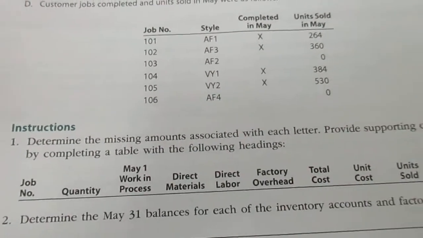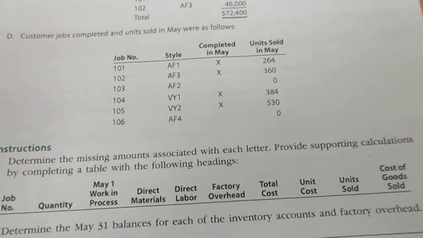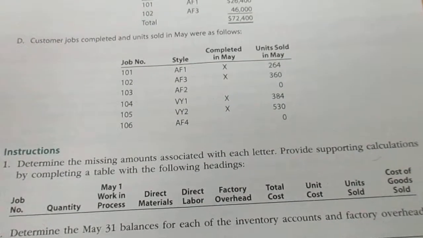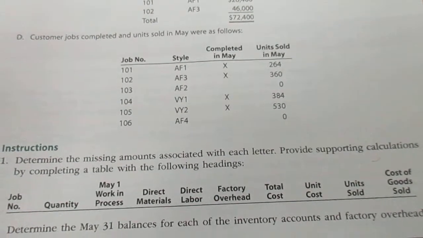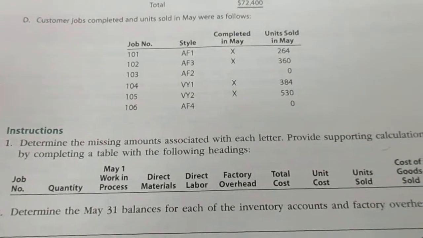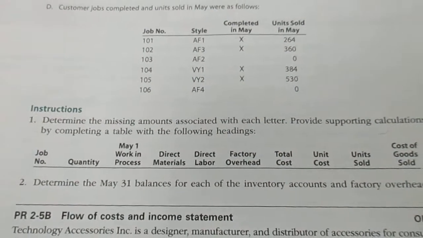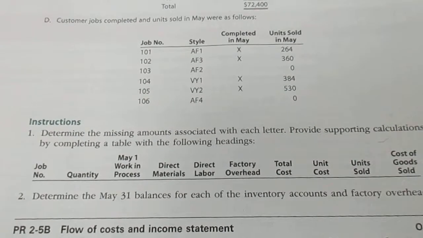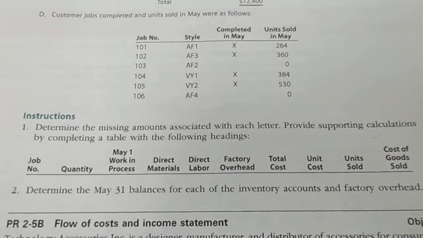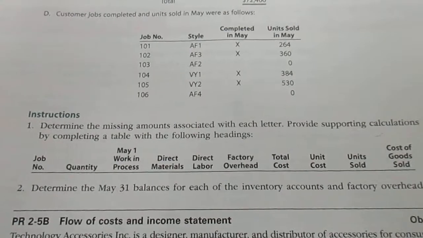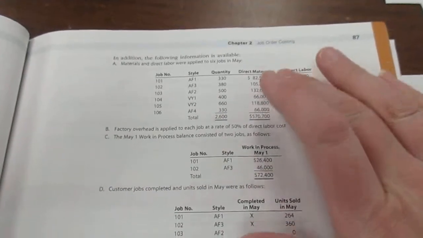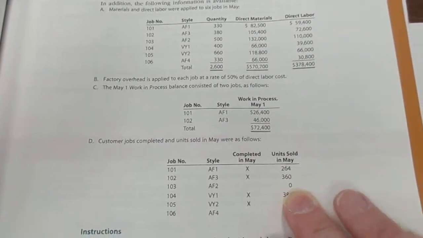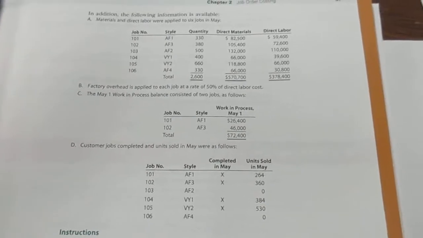The instructions: determine the missing amounts associated with each ledger. Provide supporting calculations by completing a table with the following headings. The table that we're going to complete is where I want to focus for this problem. If you would like to go through and find the missing amounts that are in the ledger accounts, that's fine, but the table is my main priority for this one. So we're going to be using all of the data that's here to complete this table.